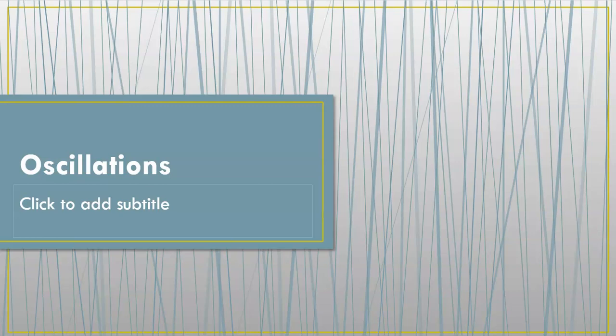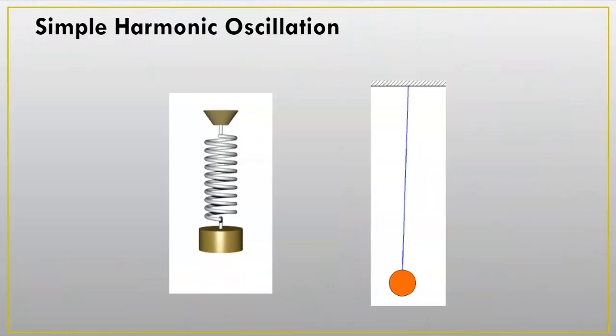Ladies and gentlemen, today I wanted to talk about oscillations. This is an important topic because lots of things oscillate. They go back and forth. They cycle through series. I've got two examples here primarily that I want you to think about.